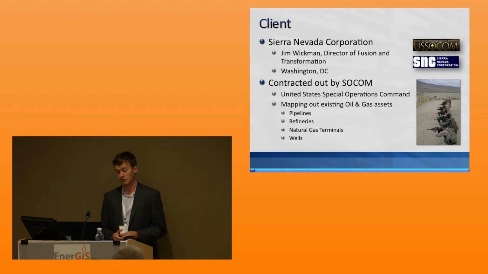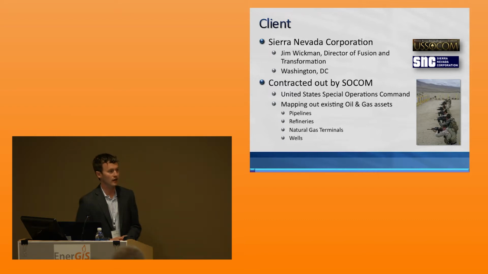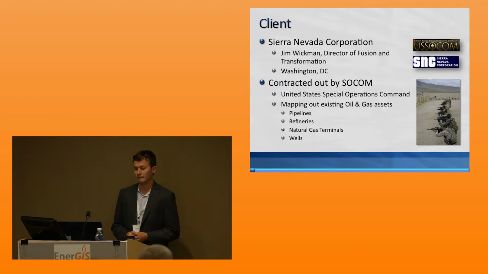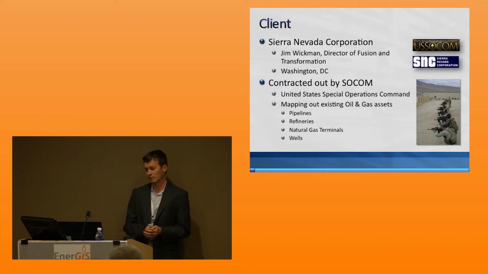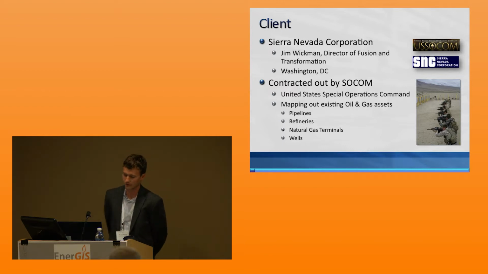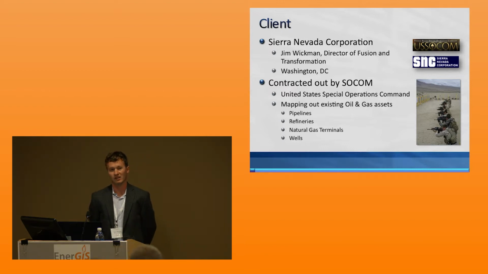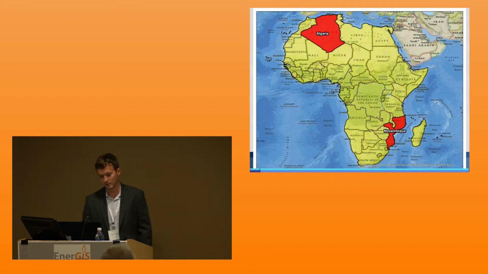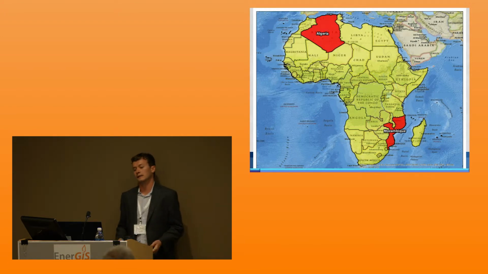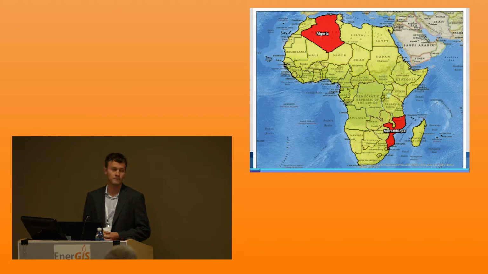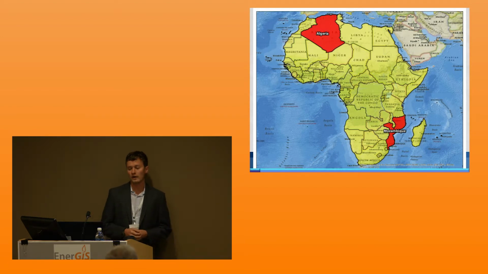SNC was being contracted, or currently is being contracted out by SOCOM, the United States Special Operations Command. It's a branch of the U.S. military. Initially, what they were interested in was mapping out existing oil and gas infrastructure and assets, things like pipelines, refineries, natural gas terminals, and wells, of which they had information but little to no spatial information. They were interested in doing this for two specific study areas. The first is the continent of Africa itself, and second, the countries of Algeria in northern Africa and Mozambique in sub-Saharan Africa.